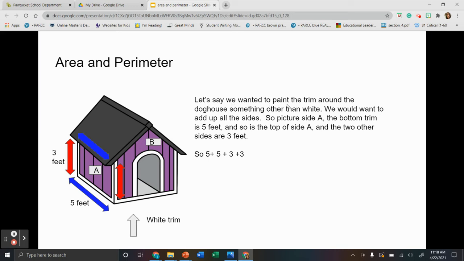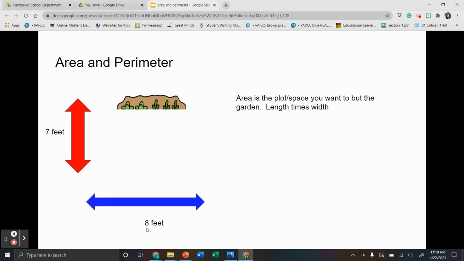So let's say we wanted to paint the trim around the doghouse, something other than white. We would want to add up all of the sides. So picture side A, right? The bottom trim is 5 feet. So the top trim would have to be 5 feet. Remember we talked about that. And then the side, that would be 3 feet. So this side would have to be 3 feet. We'd want to get all of the trim. So we would do 5 plus 5 plus 3 plus 3, right? So we would have 10, 13, and 16. So 16 feet would be the trim. So trim is perimeter. Space is area.